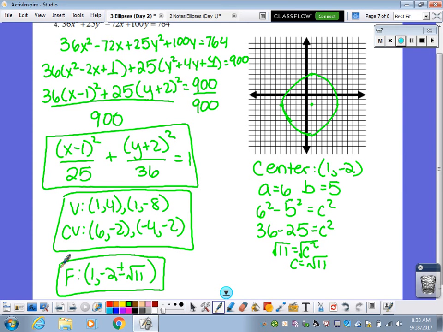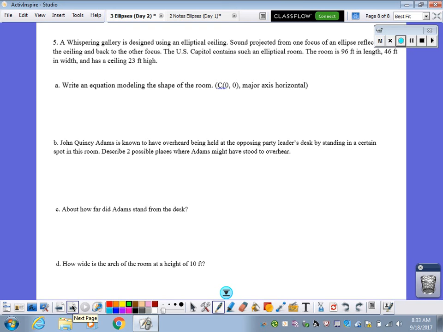Now let's move on to the next problem. A whispering gallery is designed using an elliptical ceiling. Sound projected from one focus of an ellipse reflects off the ceiling and back to the other focus. The U.S. Capitol contains such an elliptical room. The room is 96 feet in length, 46 feet in width, and has a ceiling of 23 feet high. Write an equation modeling the shape of the room.